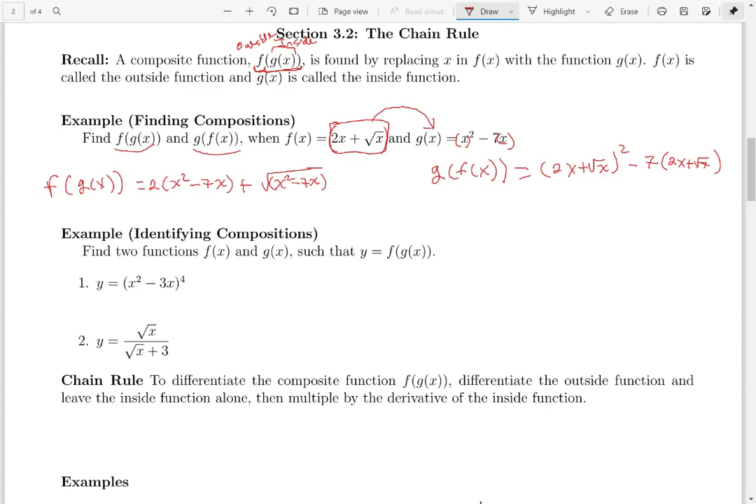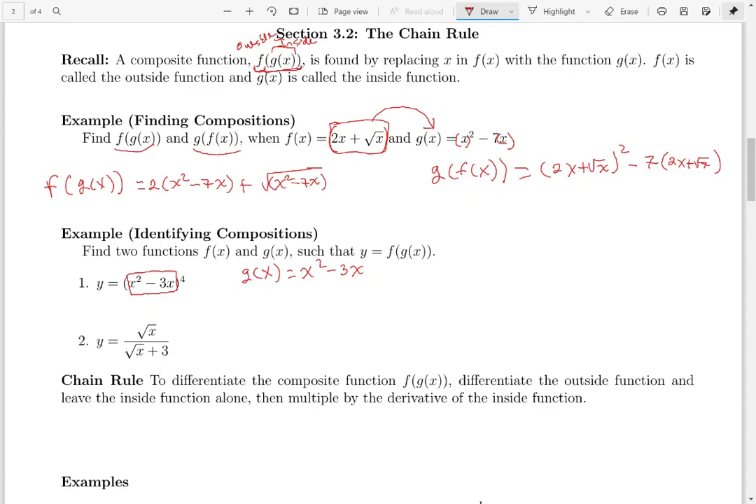What's going to be far more important for us is that we can identify compositions. Given an initial function, we want to be able to find two functions where you could tear it apart as some inner and some outer. Usually, this is as easy as writing a box around the inner function. For number 1, I see that this set of parentheses traps the inner function. If the inner function is x squared minus 3 times x, then g of x is really just x squared minus 3 times x.